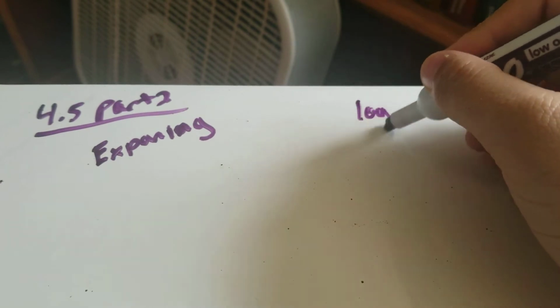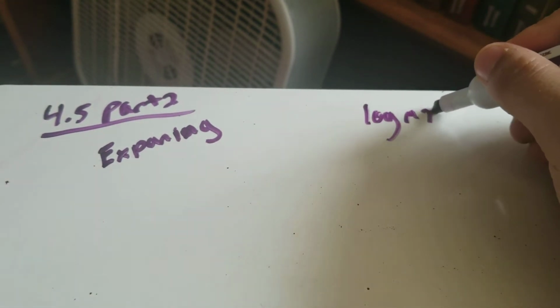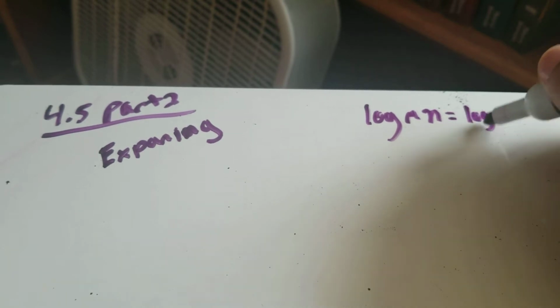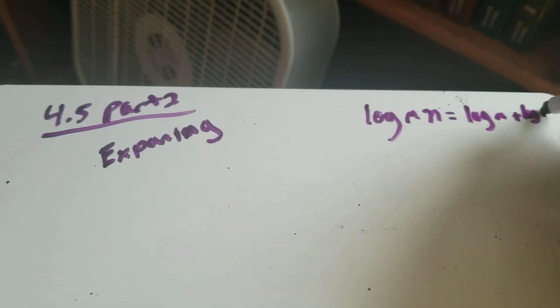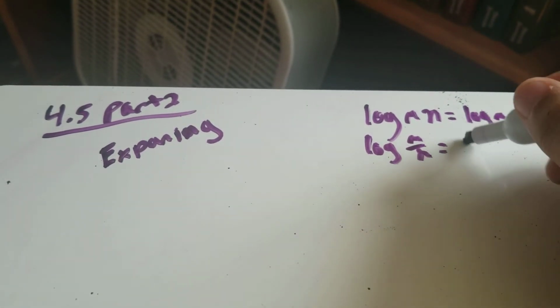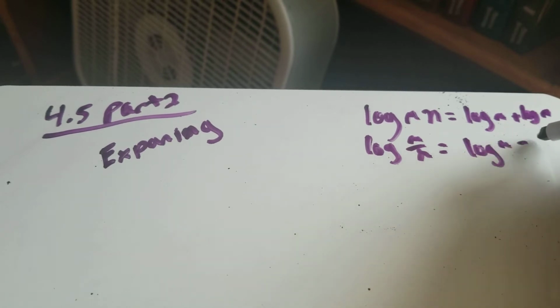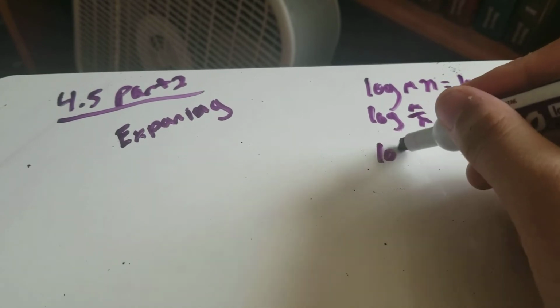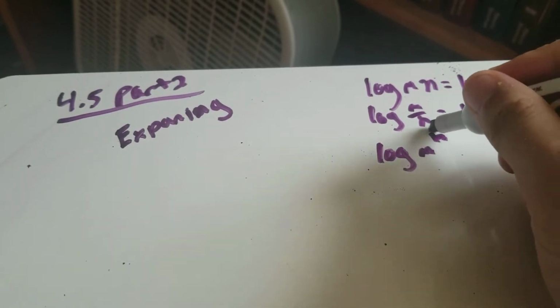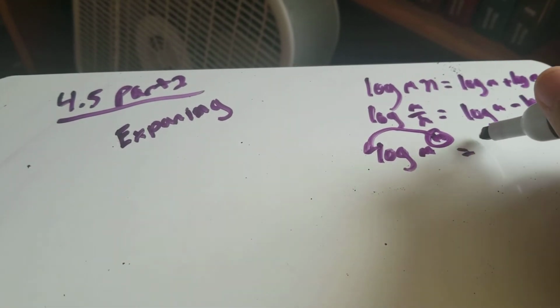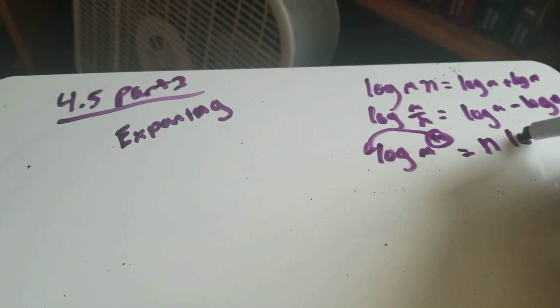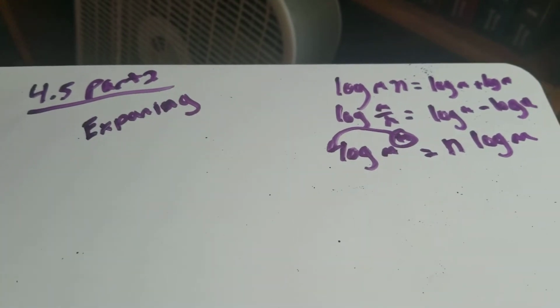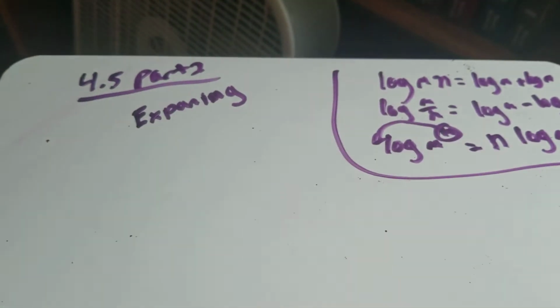And just a reminder what the rules are, and I'll keep them up here. If they are multiplied together, you could rewrite them as added separately. If they're divided, you could write them as subtraction separately. And if there's a power to a power, so log m to the n power, you can move the power into the front. Okay? So those are the rules that we went over yesterday.